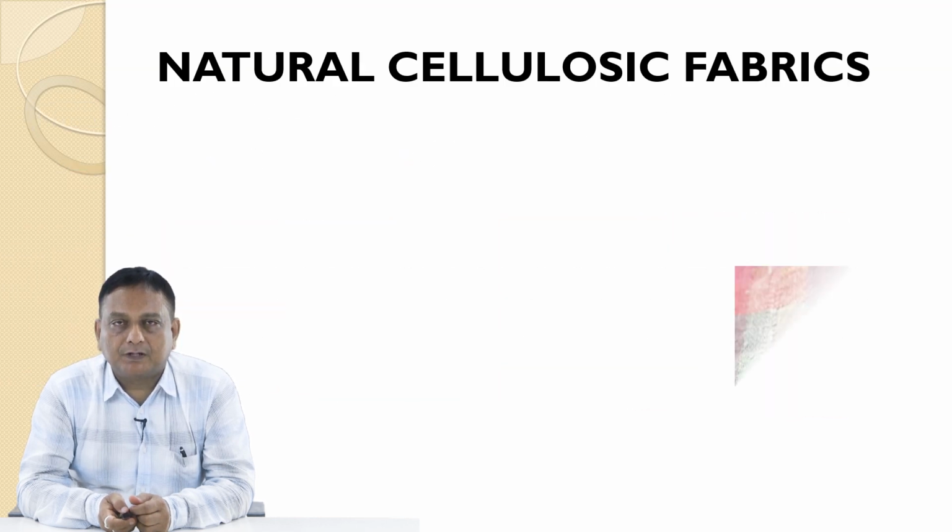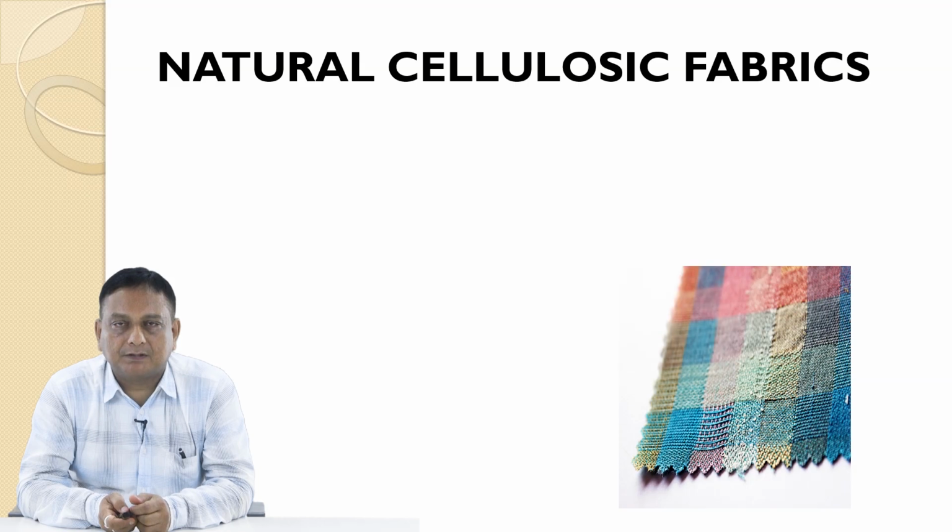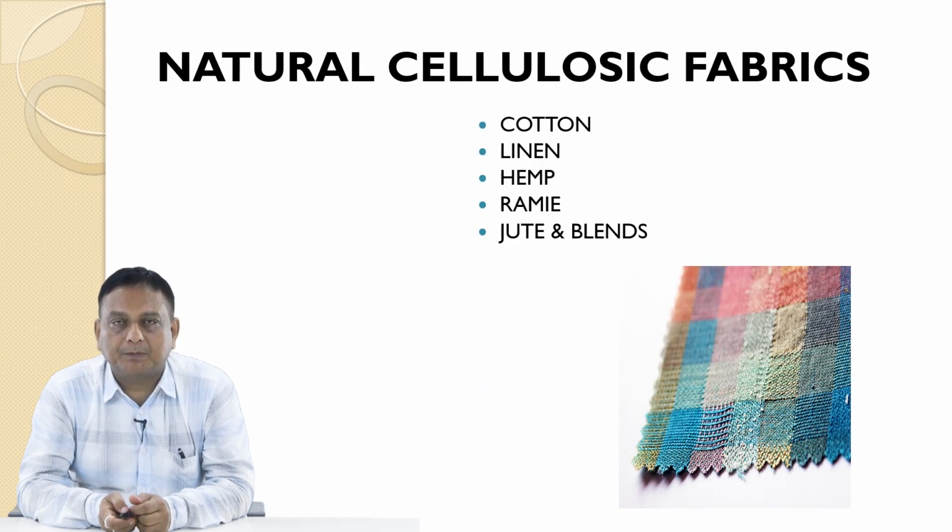Then, natural cellulosic fibers. This is one of the examples of natural cellulosic fiber, and the particular garment is made of cotton, linen, hemp, ramie and jute, and blends. Those come under the natural cellulosic fabrics category.